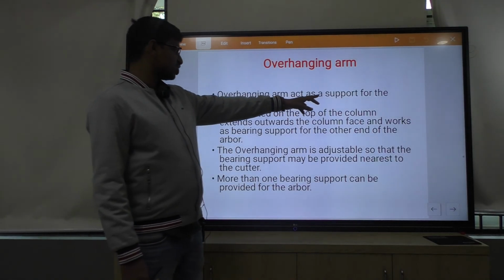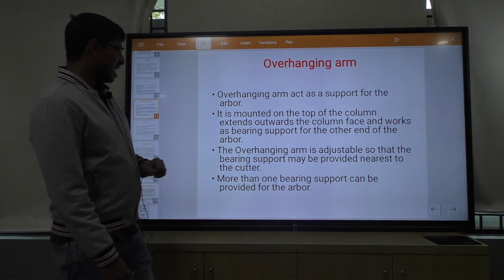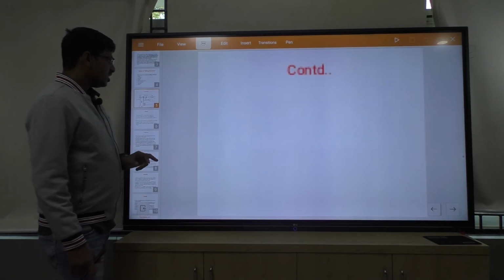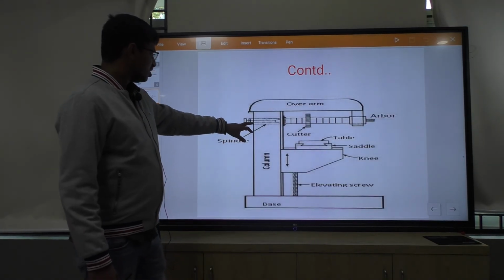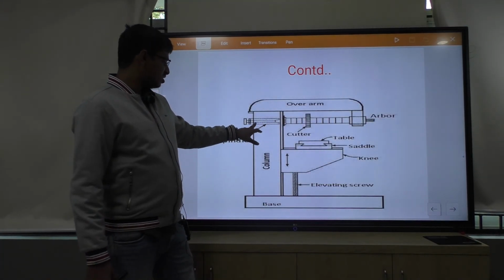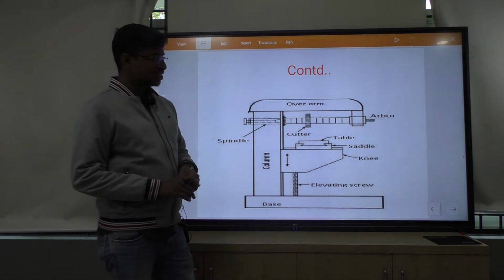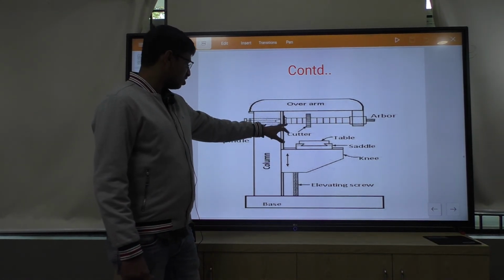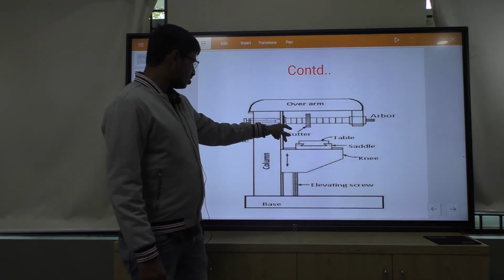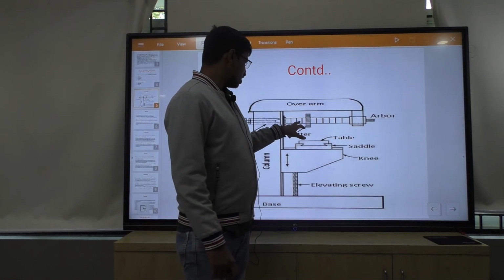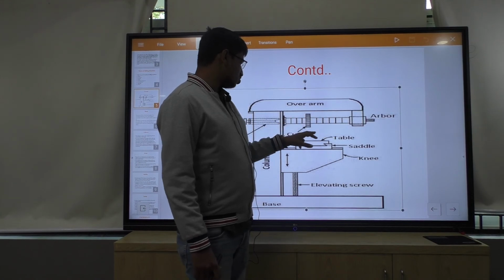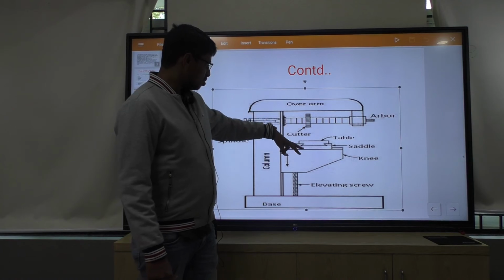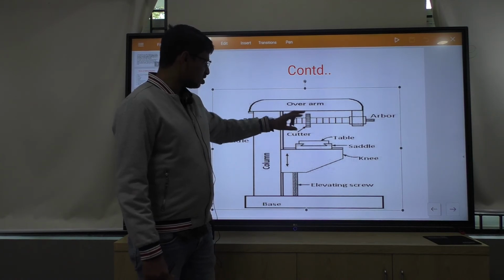The overhanging arm acts as a support for the arbor. What is the arbor? The arbor is an extension of the spindle. In horizontal milling machines the spindle stops here, but the extra part is called the arbor. The arbor is used in horizontal milling machines to hold the cutter.